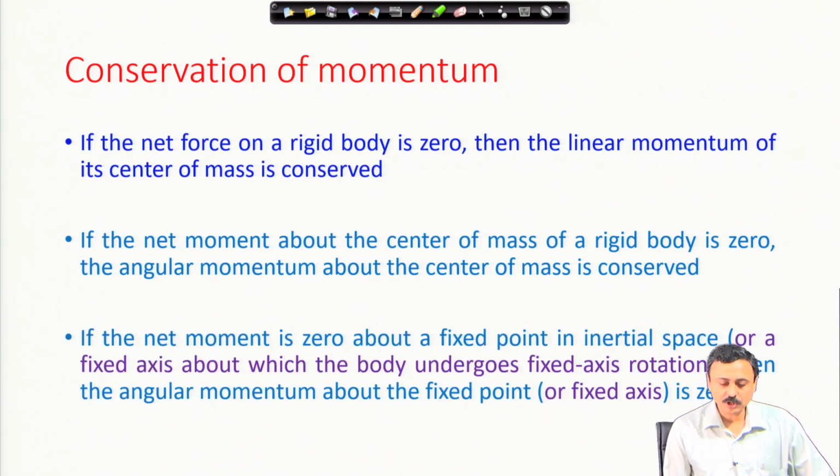If the net moment is 0 about a fixed point in inertial space, or a fixed axis about which the body undergoes fixed axis rotation, then the angular momentum about the fixed point or fixed axis is conserved.